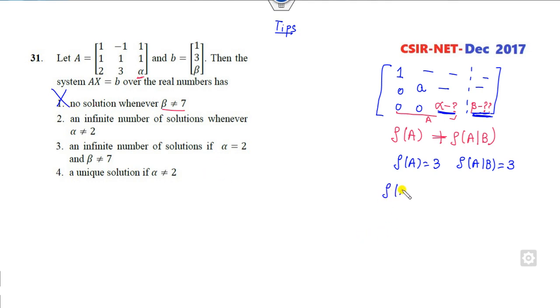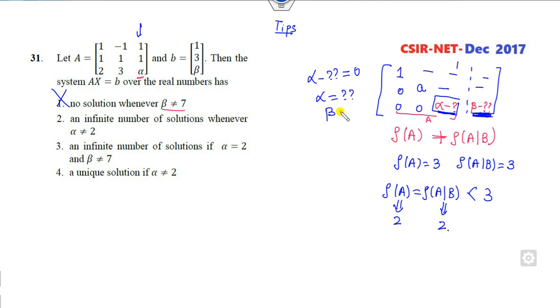When will it be an infinite solution? When both ranks are the same and the rank must be less than the number of column vectors. The column vectors are 3, so less than 3. It must have rank 2. When will it have rank 2? When this number must be 0. That means this number must be an equality, and this number must also be an equality, but he said not equal. So this option is cancelled. Infinite number of solutions, when alpha is equal to 2, that's fine, equality satisfied, but beta must also be an equality, but he said not equal. So this option is also cancelled. So there is only one option.